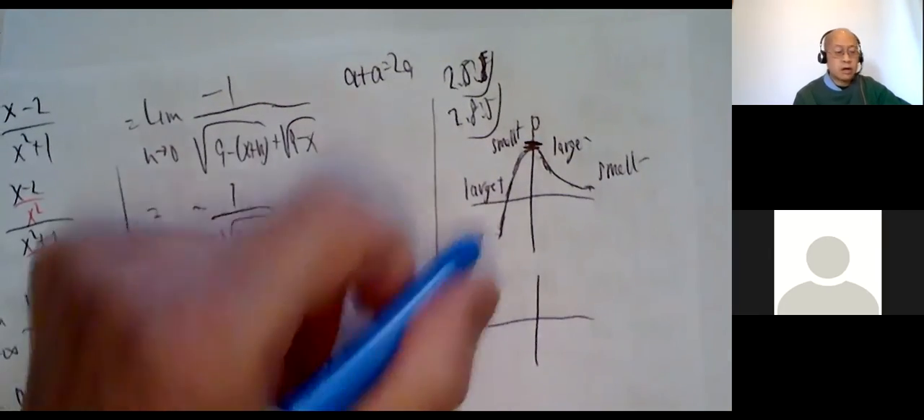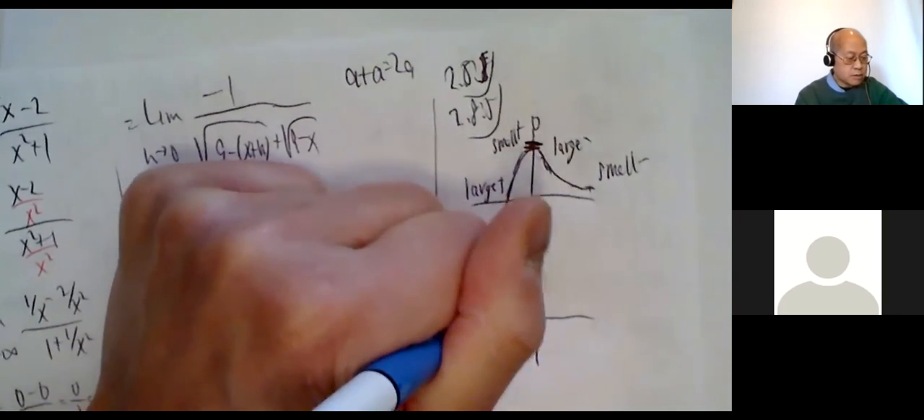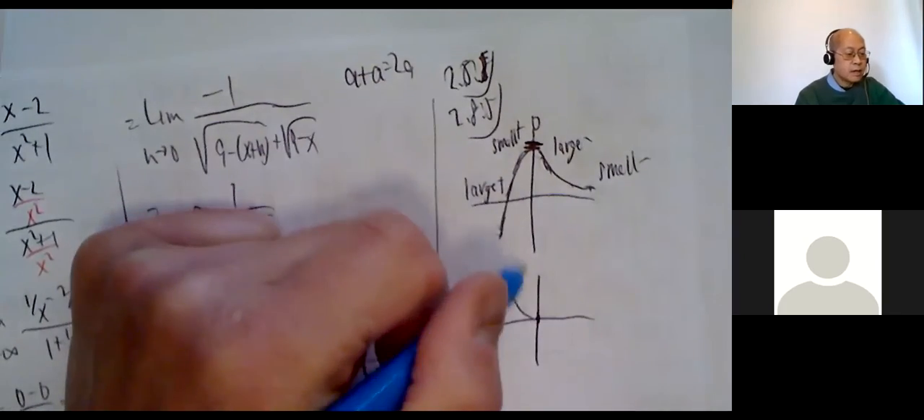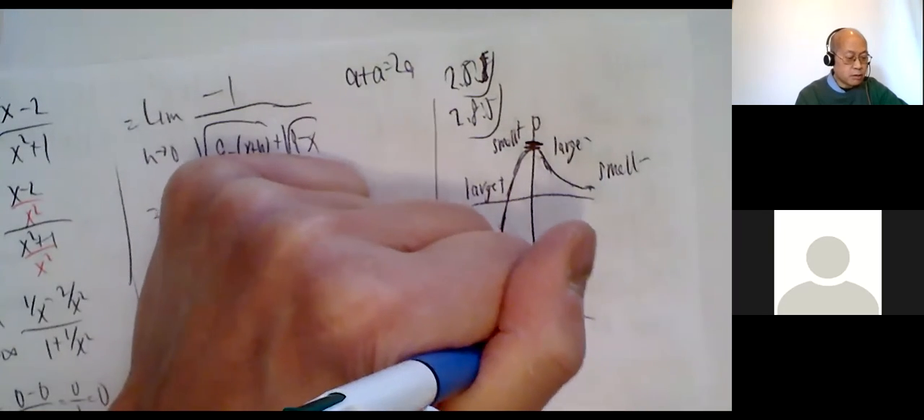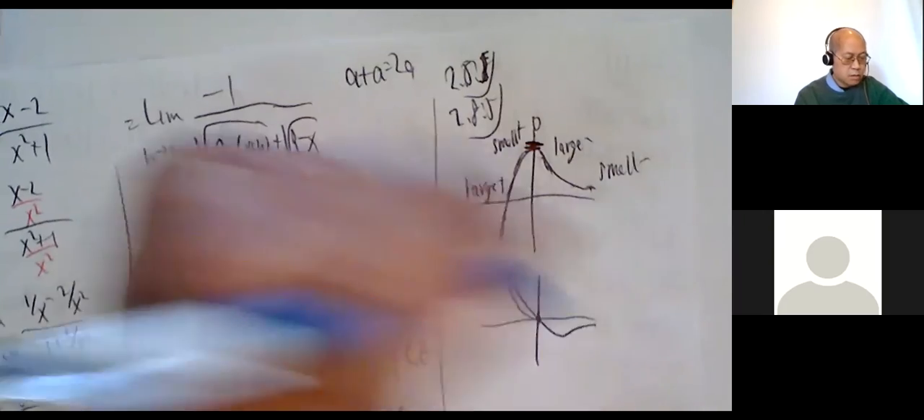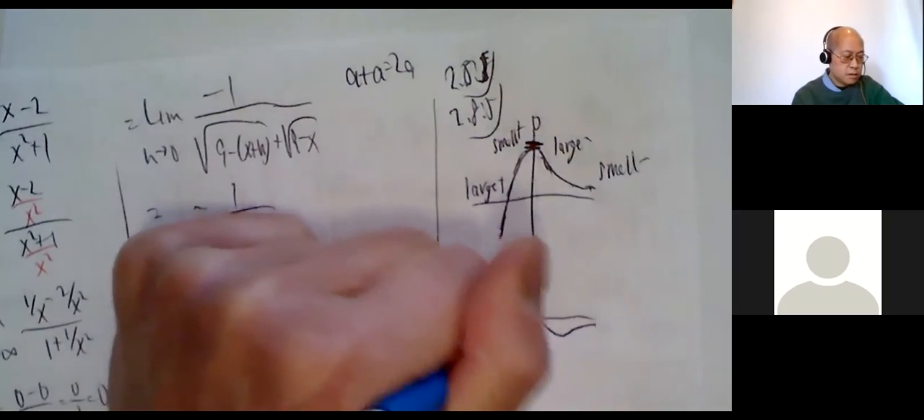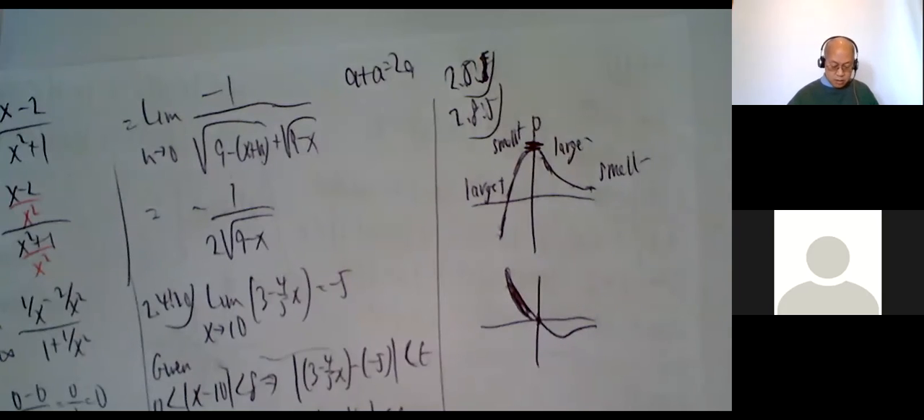Okay, so large positive, at the origin it comes down to 0. Large positive, small positive, 0. Okay, then it jumps down to a large negative and it comes back and becomes a small negative. Oops. It's supposed to be smooth there. Okay, so something like that.